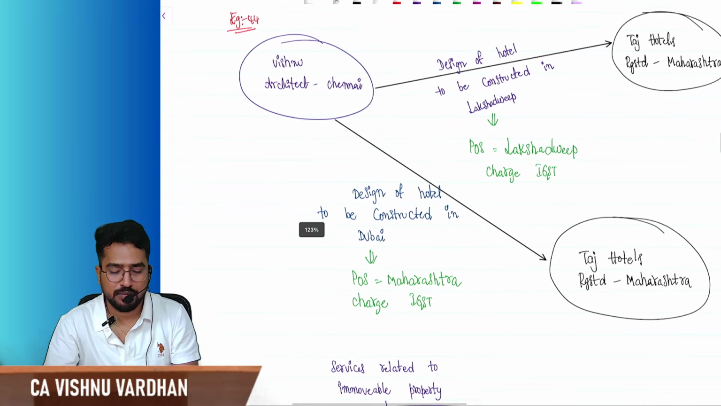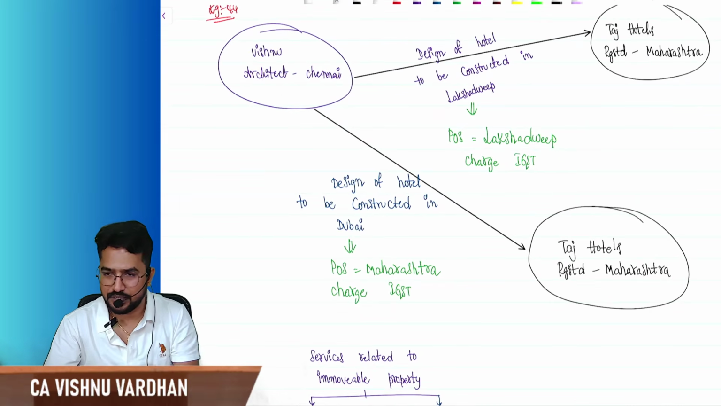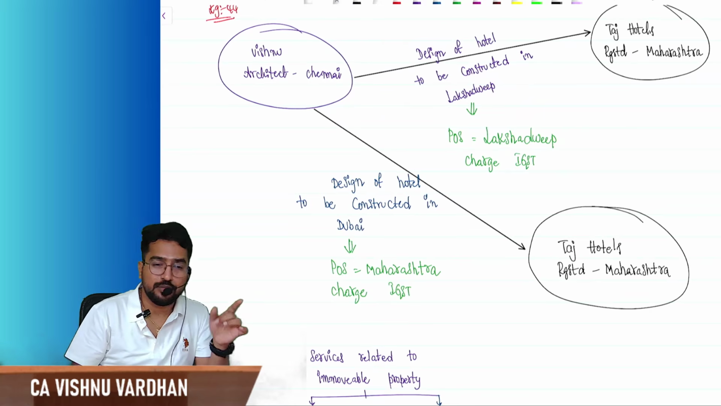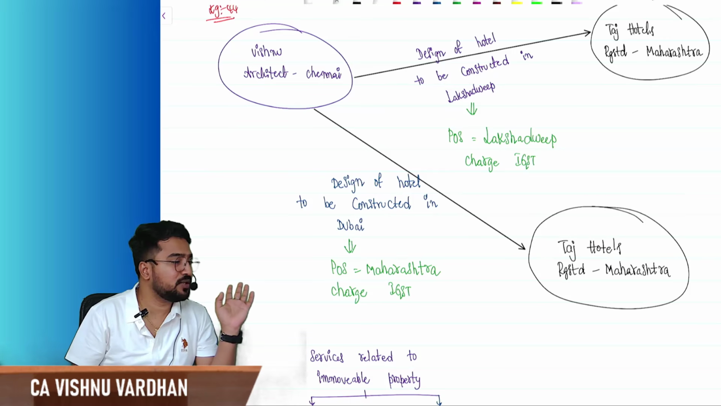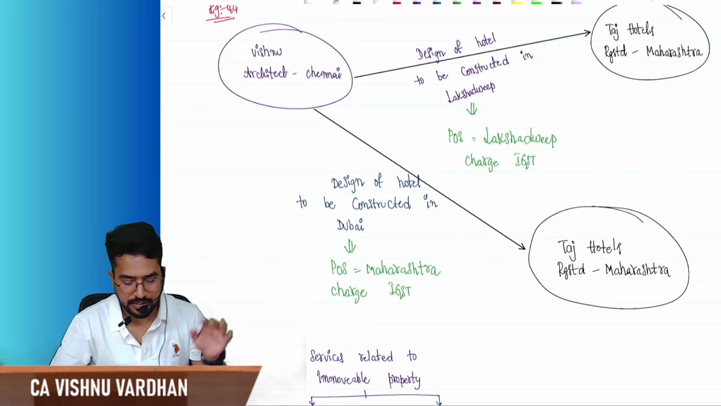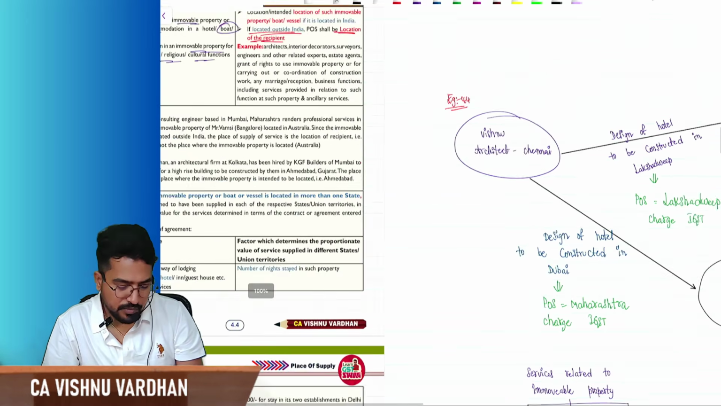If the immovable property is located or intended to be located in India, then its location will be the place of supply. If it is located or intended to be located outside India, then the place of supply is the location of the recipient. Now that is related to immovable property.